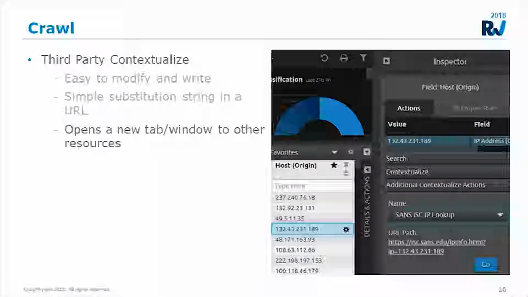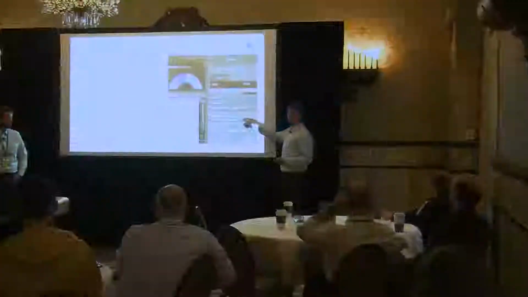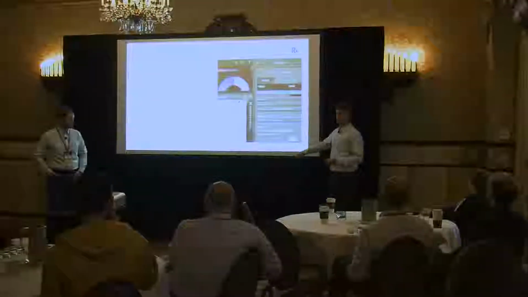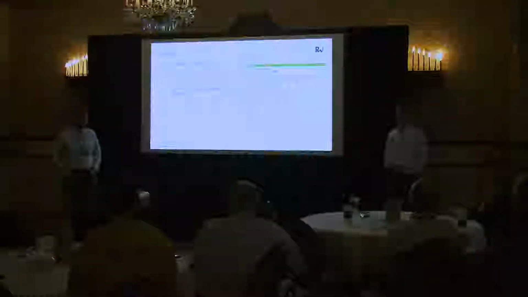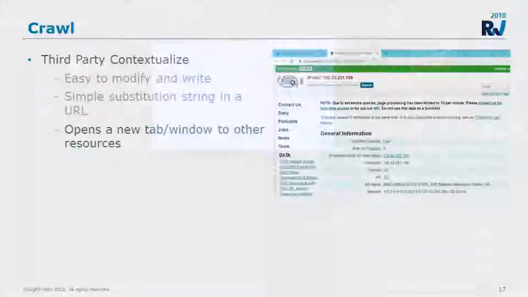So at this point, what do we got? I've found an IP in the mega grid that I'm interested in for whatever reason. As soon as I click on it, you'll see in the inspector these additional contextualized actions, and I can see there's only one that's applicable to IPs. You hit go, and it's going to take you right to the Internet Storm Center with your entry already populated.